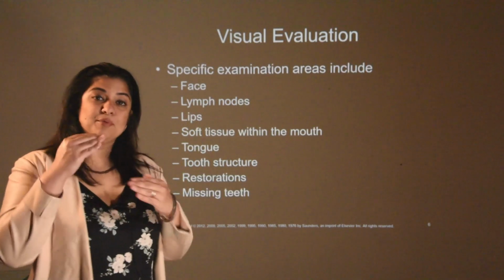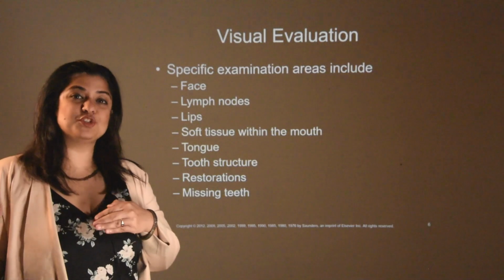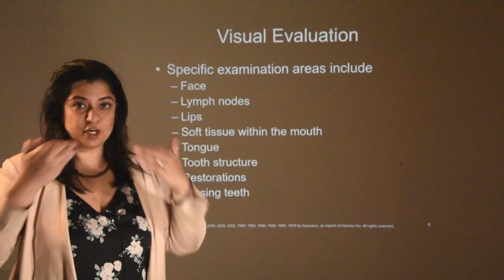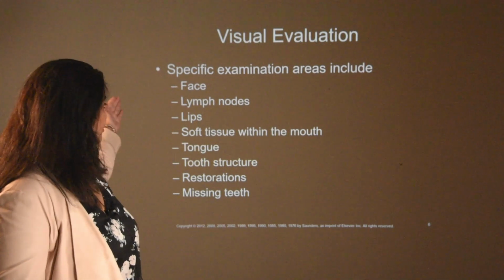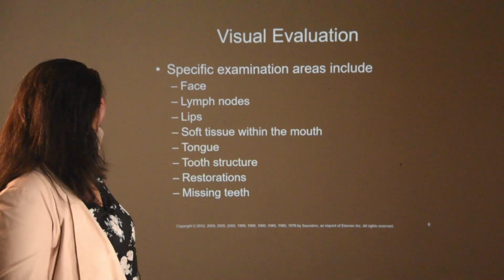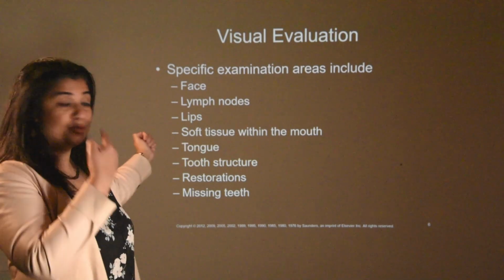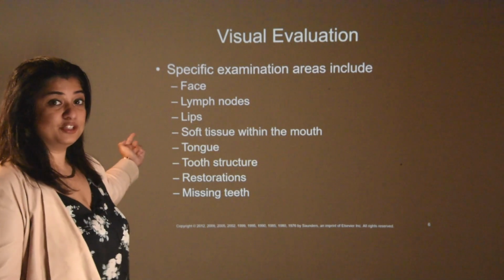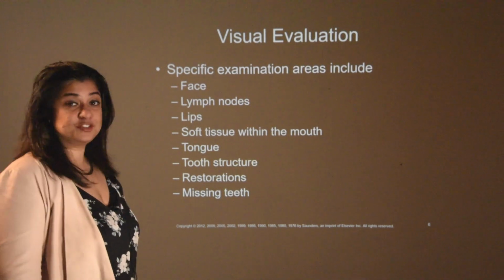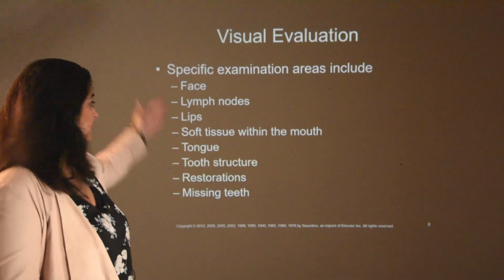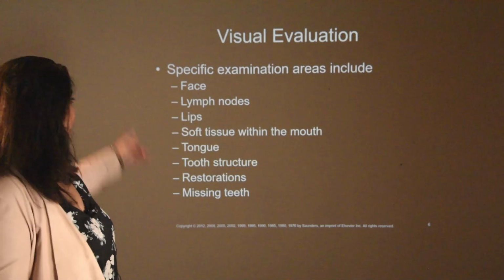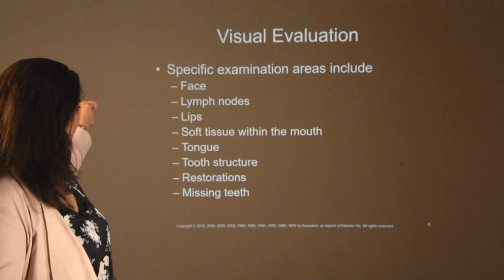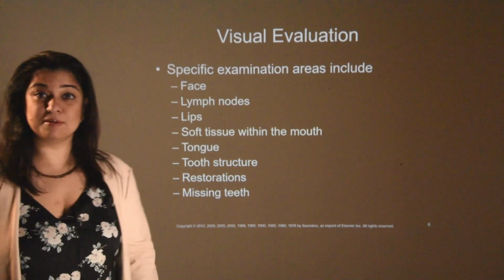When we break down the visual examination, we break it down into different parts, just so that you don't miss anything. We start with the face, we move on to the lymph nodes, we go to the lips, soft tissue within the mouth, the tongue, the tooth structure, restorations, and missing teeth. So this is the order we generally follow. I'm going to be covering the face, lymph nodes, and lips, and the rest of it is going to be covered by Dr.